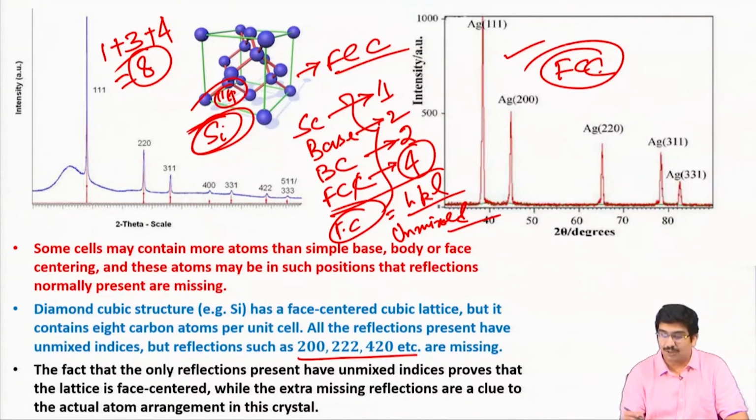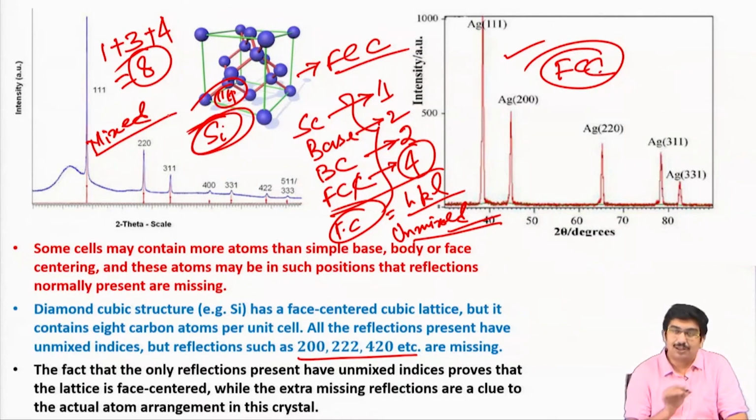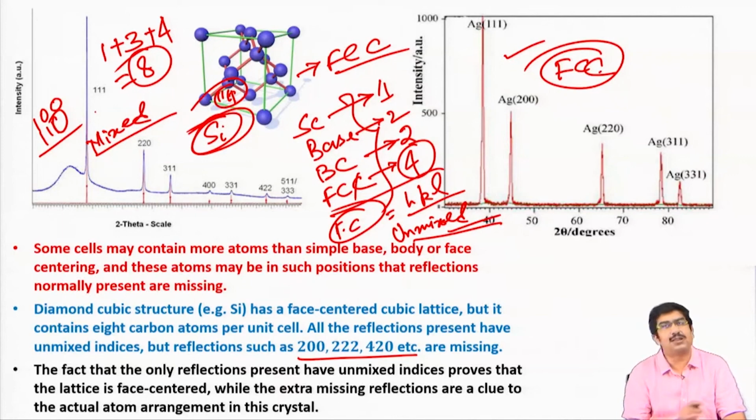also be absent. We will have the same unmixed condition. The mixed reflections will be absent because it is basically an FCC structure, so this restriction will be there for the diamond cubic structure, for silicon. In any case, mixed reflections like 100, 110 and so on will not be there. So that will be the same as FCC.